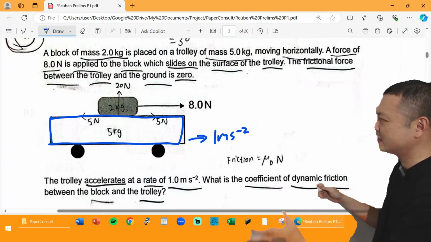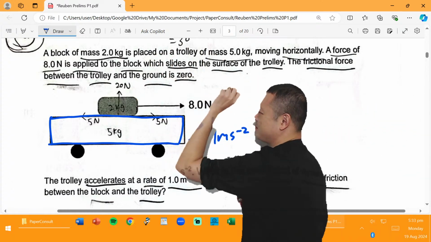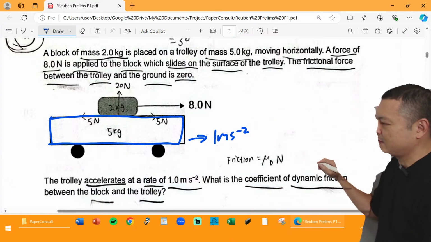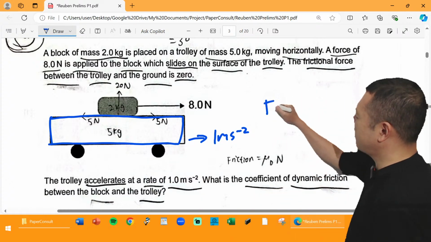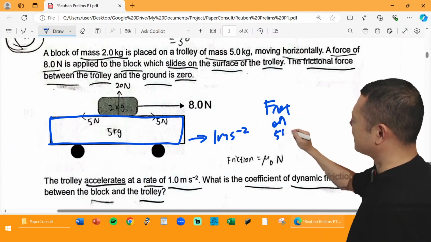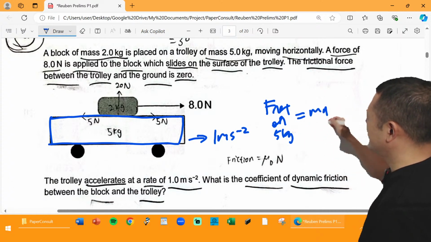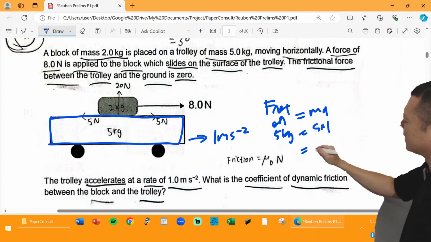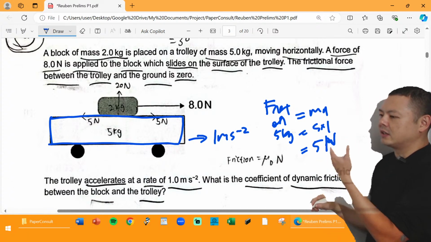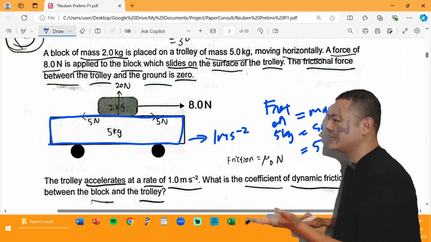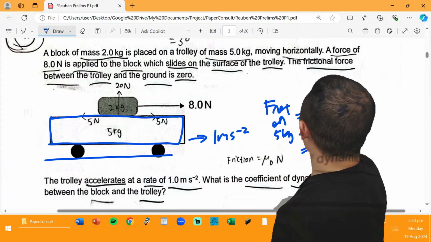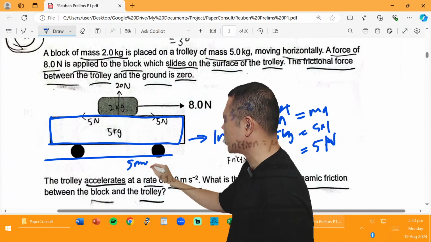But the pulling force is pulling the 2 kg mass, so where is the resultant force acting on this 5 kg mass? Never mind, we just calculate first. F net on the 5 kg mass is equal to ma, which is 5 times 1, equal to 5 newtons. So the resultant force acting on the trolley is 5 newtons. Then the question is, where is this 5 newtons coming from? They did say the surface here is smooth, so the frictional force of the trolley on the ground is 0.